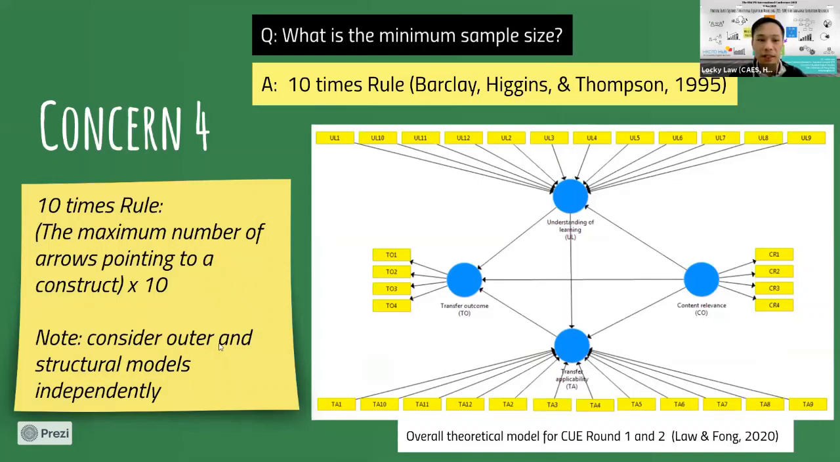You have to consider the outer model and the structural model independently. So if I look at the outer model, we have a total of 12 arrows pointing to a construct, right? If we look at understanding of learning, there are 12 questions or 12 indicators pointing to that. Which means that for this particular model, we have to have at least 120, because times 10, 120 usable or observable data. That is the largest number of arrows pointing to a construct.